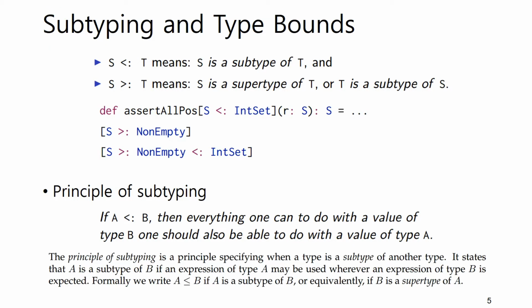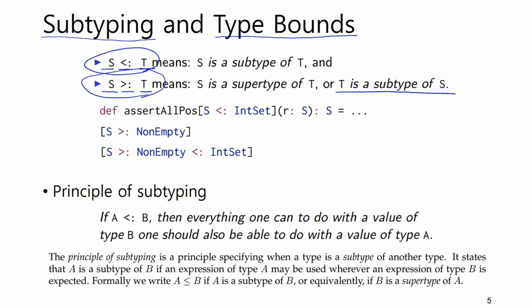In Scala, we have this notion of subtyping and type bounds. To express the subtyping relation between two types, we can use this notation, which says type S is a subtype of type T. We can also use this notation, which says type S is a supertype of type T, which is equivalent to saying that T is a subtype of S.